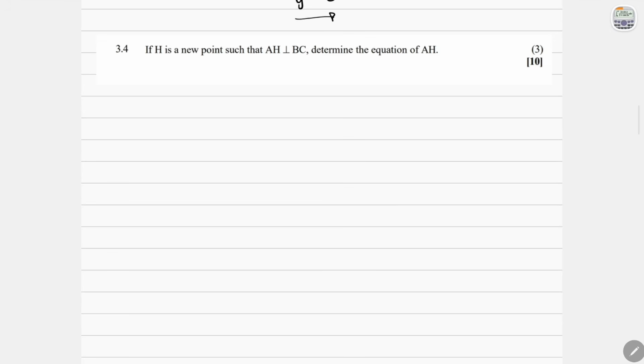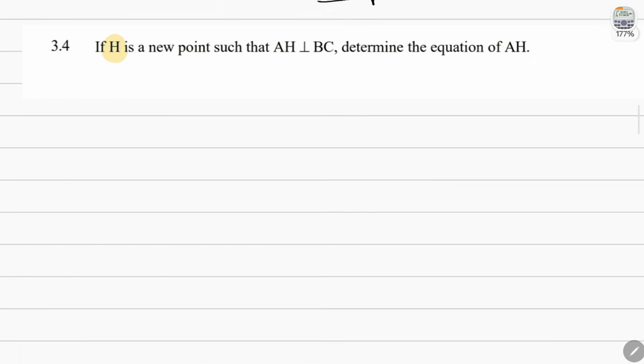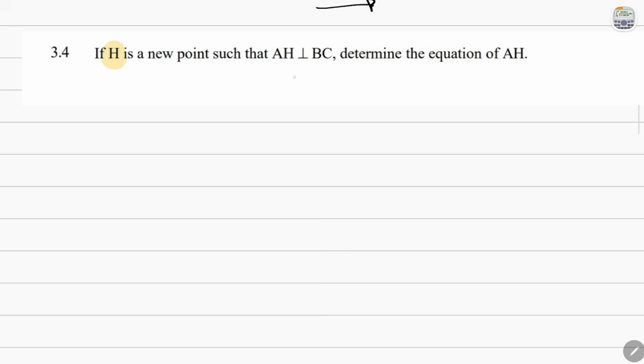Question 3.4 says, if H is a new point such that AH is perpendicular to BC, determine the equation of AH. Okay, so with these questions, you actually don't need to sketch anything. You just have to take notes of everything they're saying. So H is a new point, no problem. AH is perpendicular to BC. That's where you need to start taking notes.